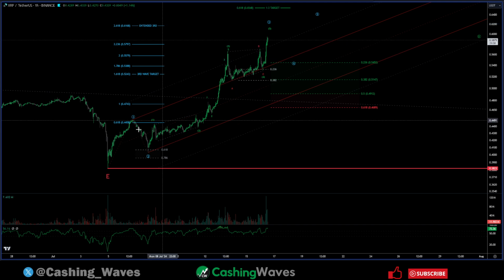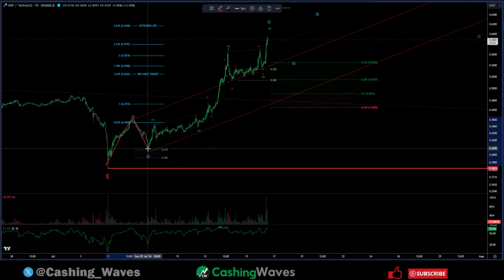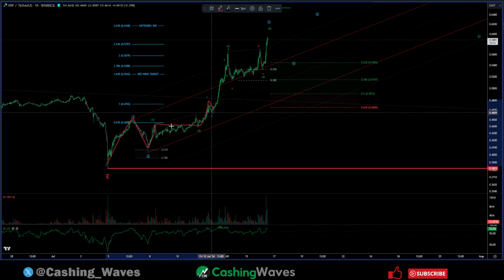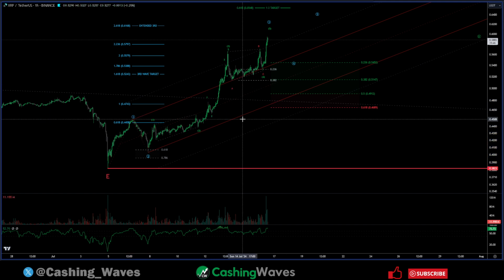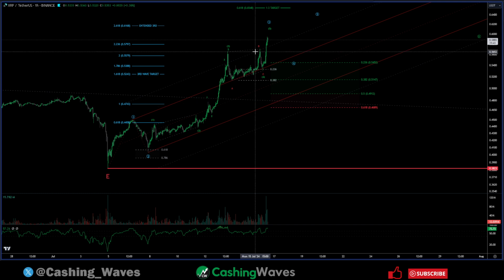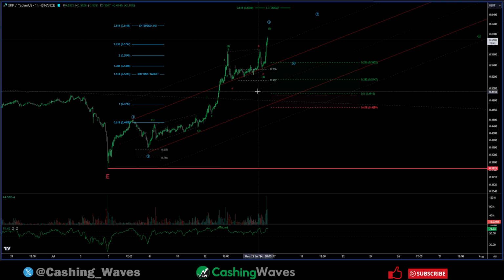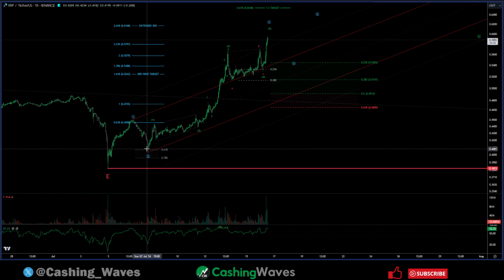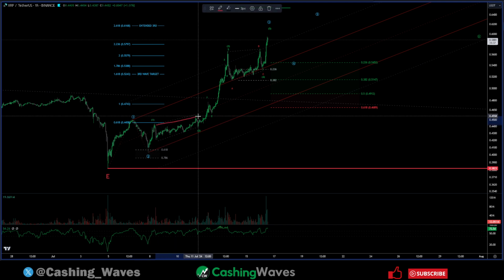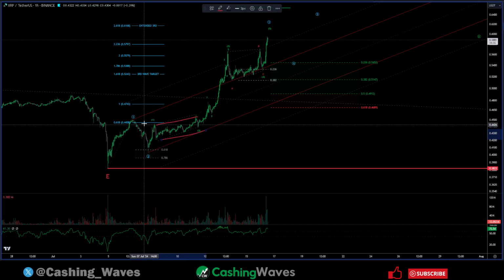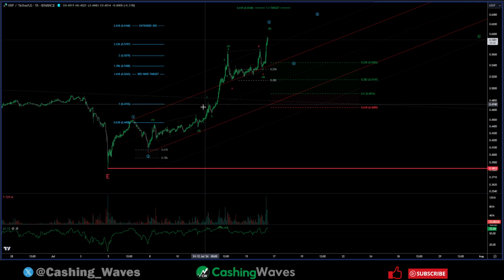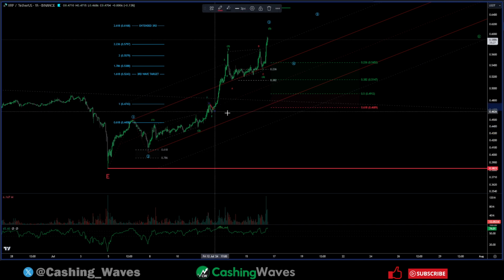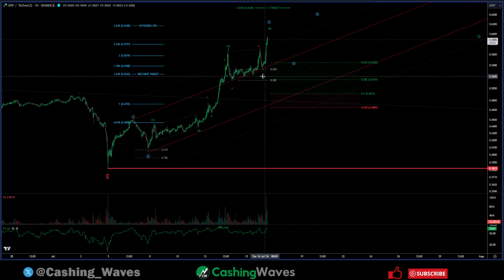Now, this became so impulsive because we got what I propose as three nested 1-2s. 1, 2, 1, 2, 1, 2, all of one lower degree. And when you get that and it actually plays out as expected, things get pretty impulsive. That's where you get these big extensions. So off our second wave 1, this was a running flat, very extended out for our wave 2. And our third 1-2 was just a sharp correction, most likely a zigzag.